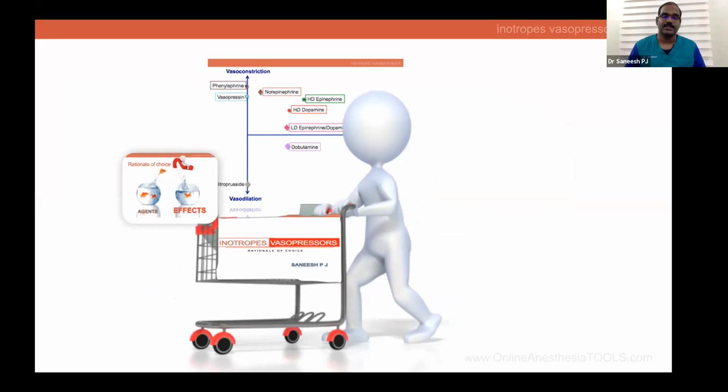Our rational choice depends on the effects it is likely to produce, and the effects we have plotted in a graph in a scientific manner. Going upwards, vasoconstriction increases; rightwards, inotropy increases. Once you have this plot of the drugs, you know which area our given patient is suffering from. Then you pick one from that area, and if you know the dilution and the starting dose, see the response and titrate the effects.